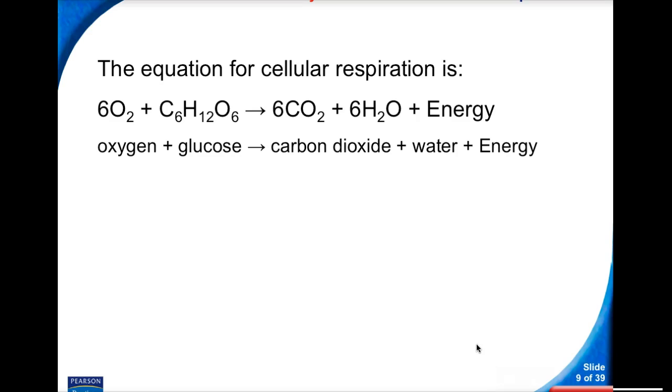The equation for cellular respiration is the reverse of that of photosynthesis. So the products of photosynthesis are now the reactants of cellular respiration. And what we have here is 6O2 plus a glucose molecule, C6H12O6, and that's going to yield carbon dioxide, 6 molecules of CO2, water, 6 molecules of water, and energy in the form of ATP.